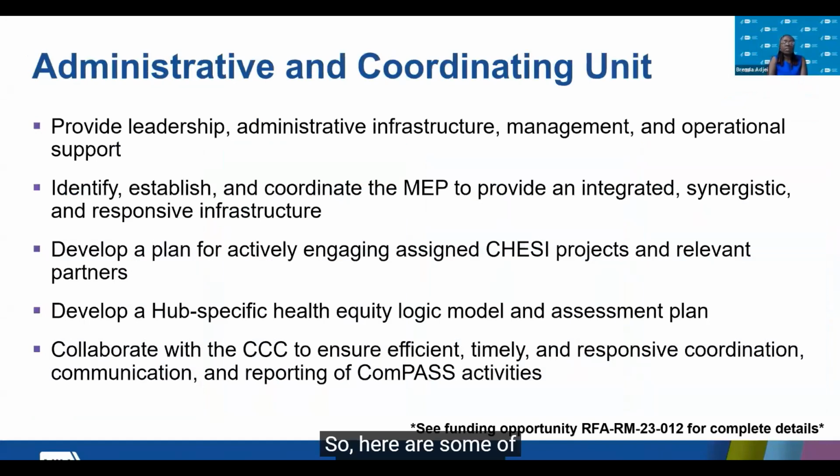So here are some of the key functions of the administrative and coordinating unit. Please note that these elements are not exhaustive. You should refer to the NOFO for a complete list of the expectations for this unit. But among these functions, the administrative and coordinating unit will provide leadership, administrative infrastructure, management, and operational support, identify, establish, and coordinate the MEP to provide integrated, synergistic, and responsive infrastructure, develop a plan for engaging assigned CHESI projects and relevant partners, develop a hub-specific health equity logic model and assessment plan, and collaborate with the ComPASS Coordination Center to ensure efficient, timely, and responsive coordination, communication, and reporting of ComPASS activities.